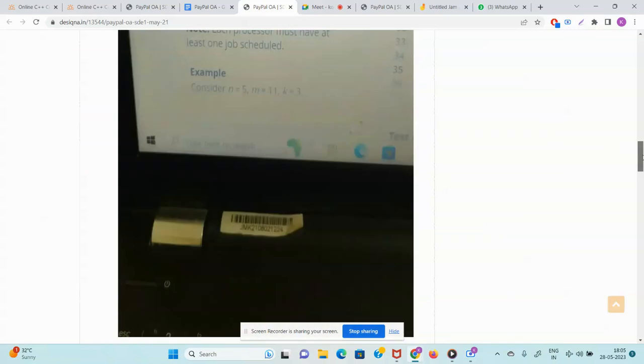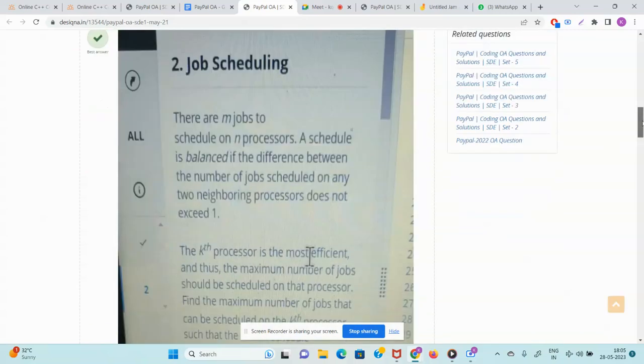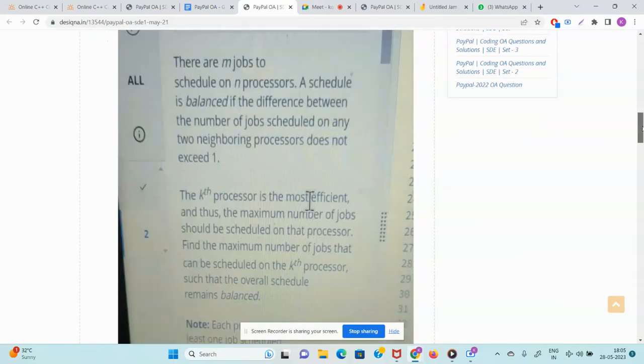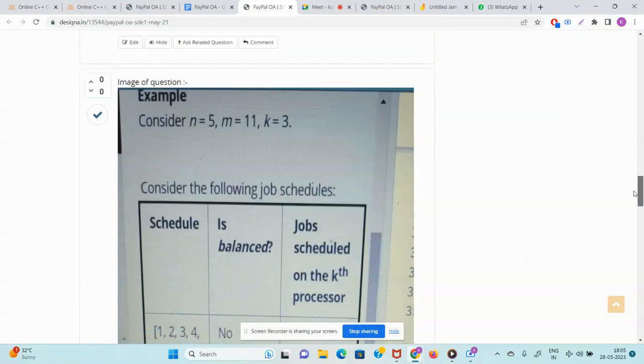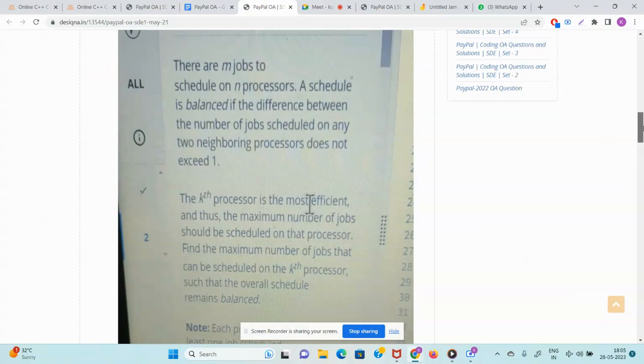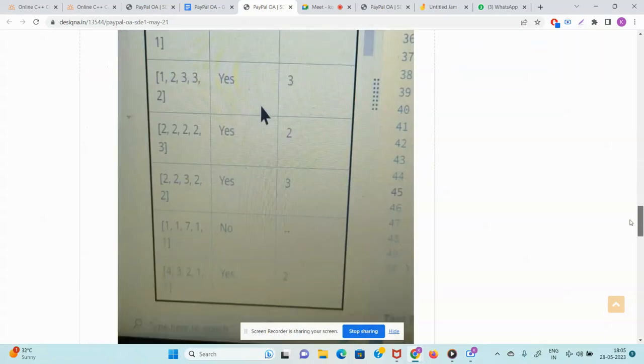What is the problem saying? Let's see. There are m jobs to schedule on n processors. A schedule is balanced if the difference between the number of jobs scheduled on any two neighboring processors does not exceed 1. So the kth processor is the most efficient, and thus the maximum number of jobs should be scheduled on that processor. Find the maximum number of jobs that can be scheduled on the kth processor such that the overall schedule remains balanced. Okay, guys. So the language of the question is a bit confusing, but the understanding is very, very easy.